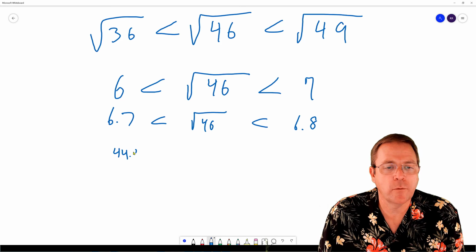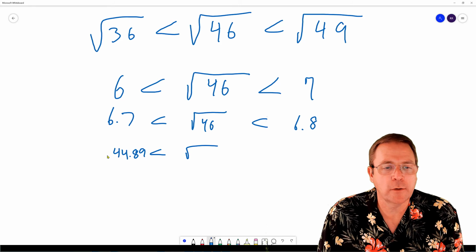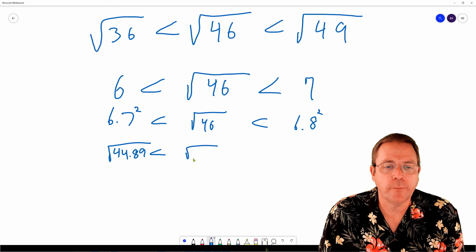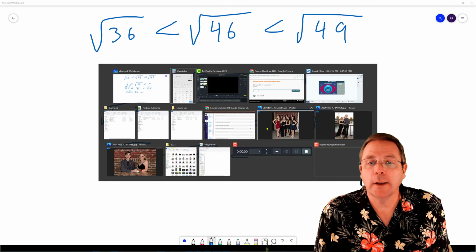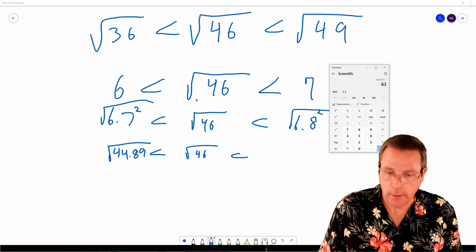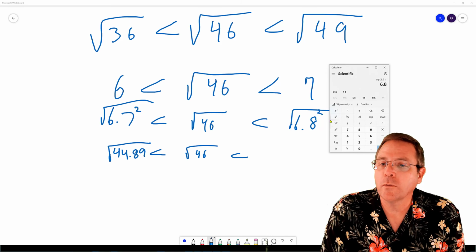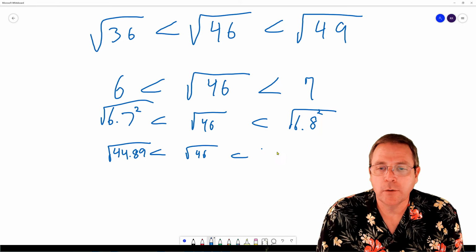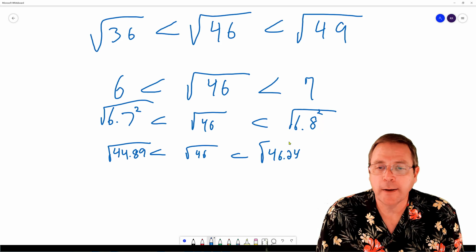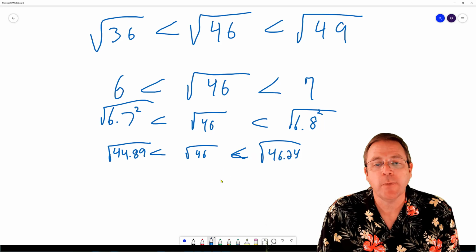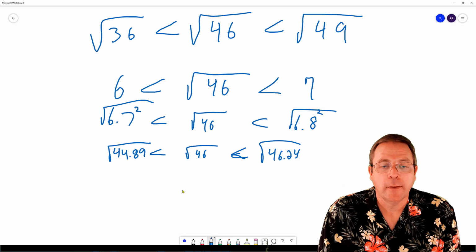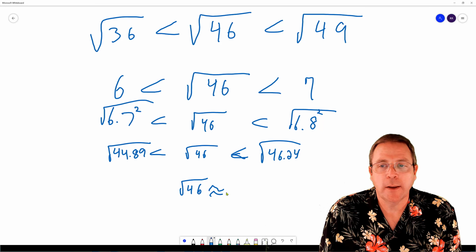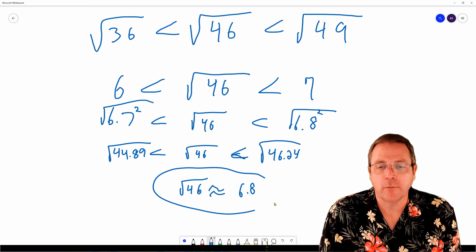That is a true statement. 44.89 is less than 46. Of course, we need to have our squared buttons and our radicals there too. So from there, we could say that part is going to be true, and then we're going to take the 6.8 and square that, and that's going to give me 46.24, and well, that is going to be a true statement too. It is greater than 46. Finally, what number is it going to be closest to? It's going to be closest to the 46.24. That means the square root of 46 is going to be about 6.8 for your final answer.